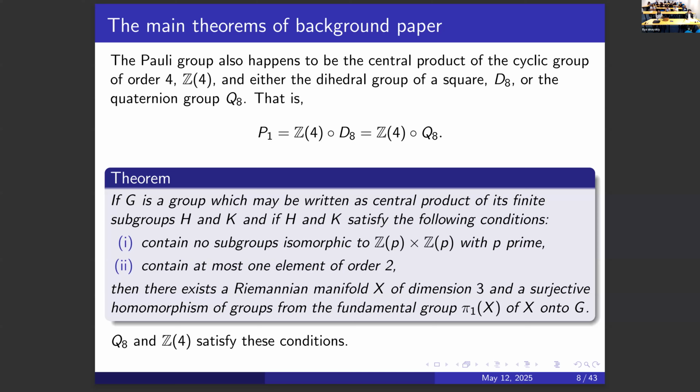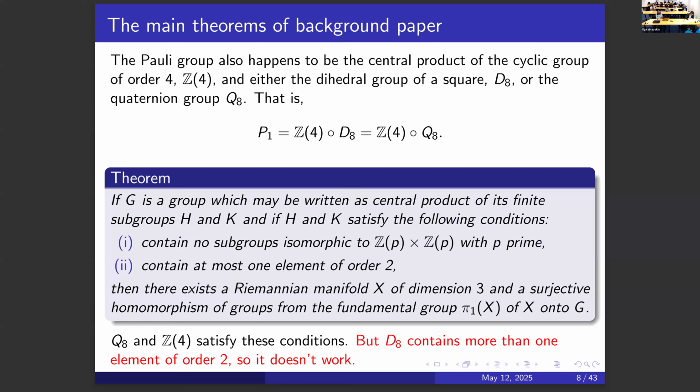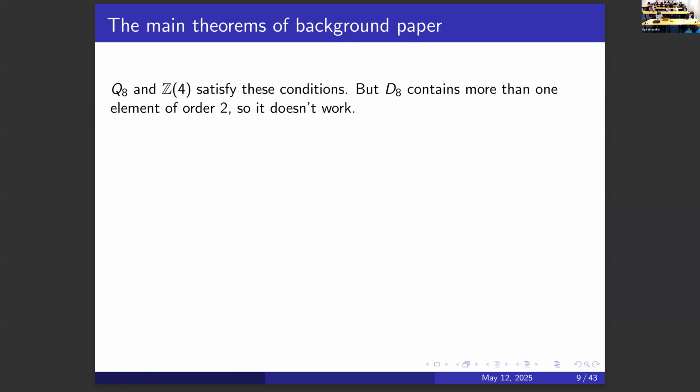And Q8, the quaternion group of order 8, and Z4 satisfy these two conditions. However, D8 does not. It actually contains more than one element of order 2. And so it does not fulfill this set of conditions, and it doesn't work for us. So we're not able to guarantee this nice manifold that we would like to have for the theorem to work.